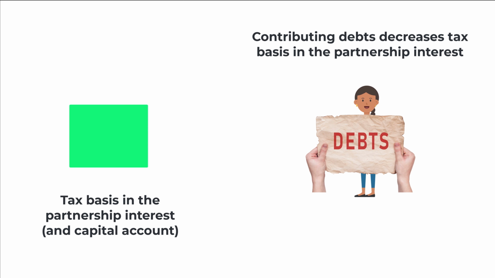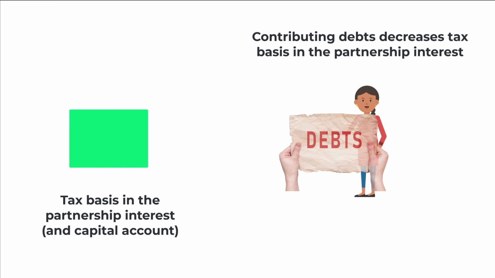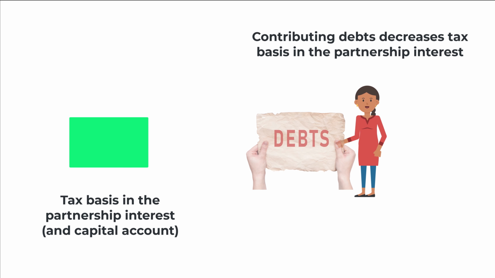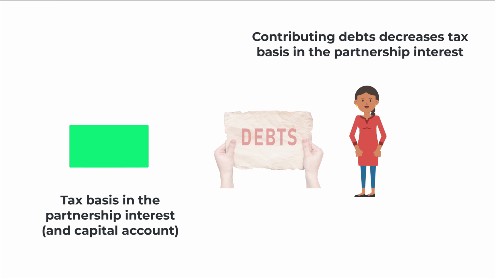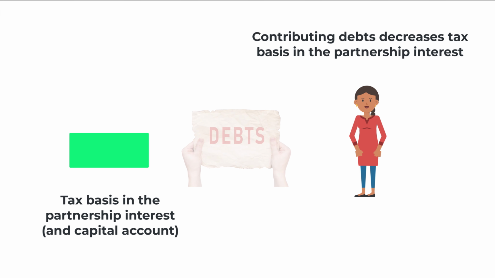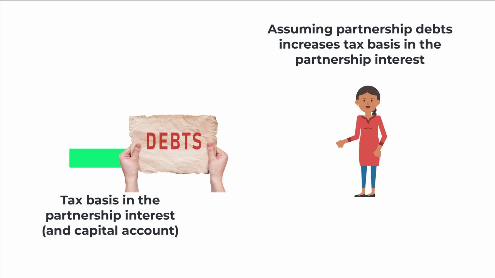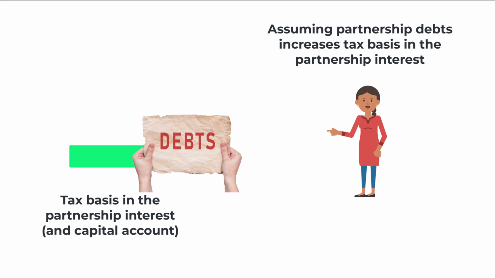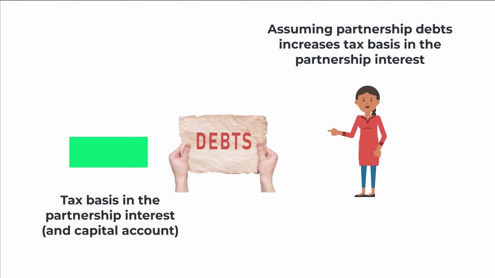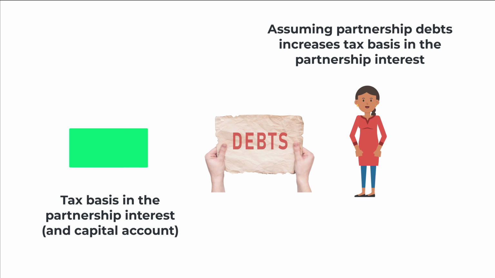Transfers of liabilities work in much the same way. When a partner contributes liabilities to a partnership, the transfer is treated as a cash distribution to the partner. Consequently, tax basis will get smaller. When a partnership transfers liabilities to a partner, the transfer is treated as a cash contribution to the partnership. Consequently, tax basis will get larger.